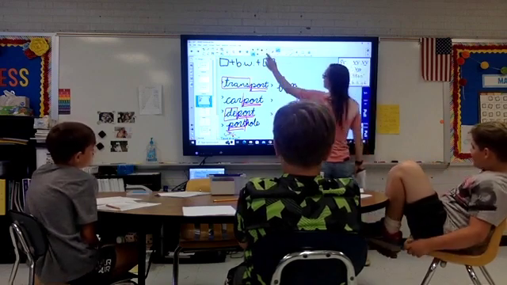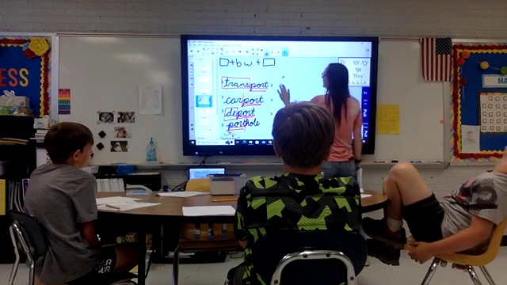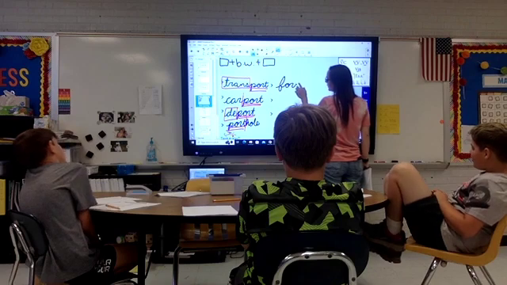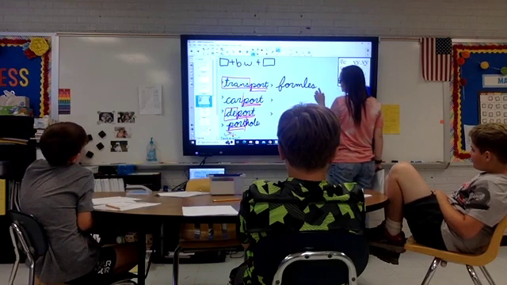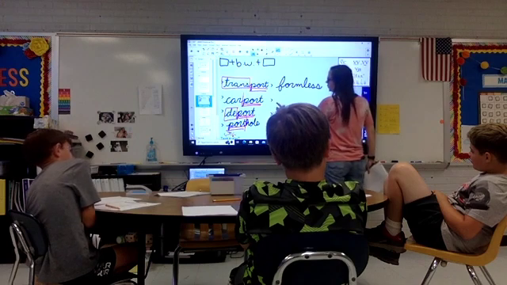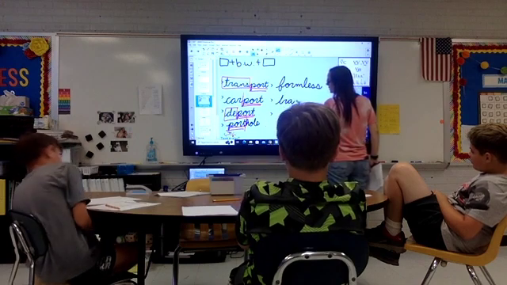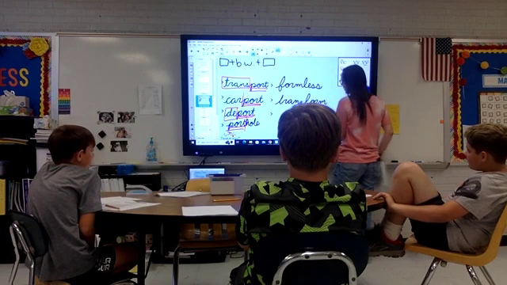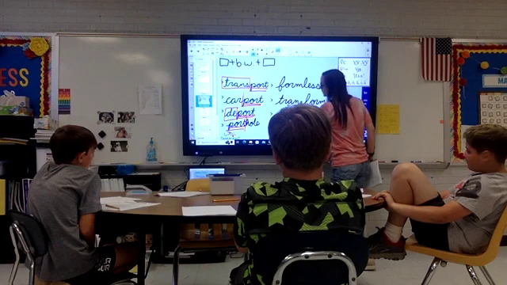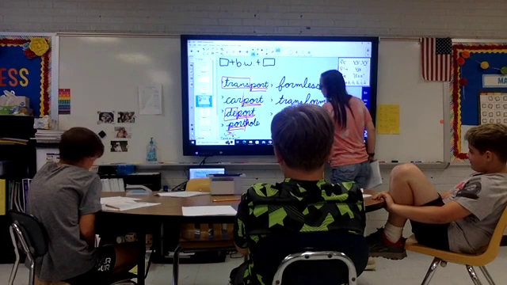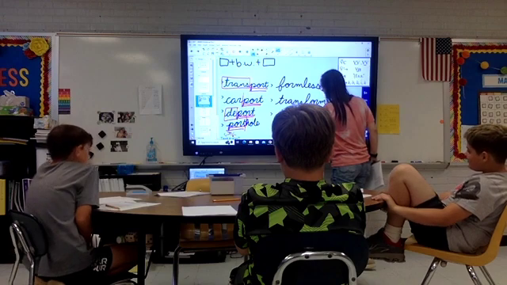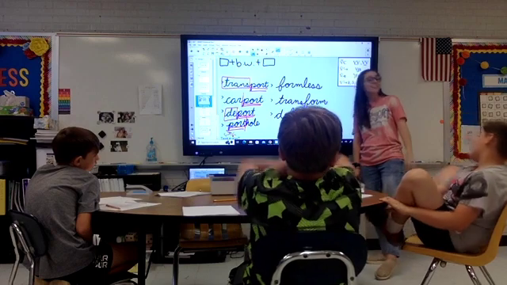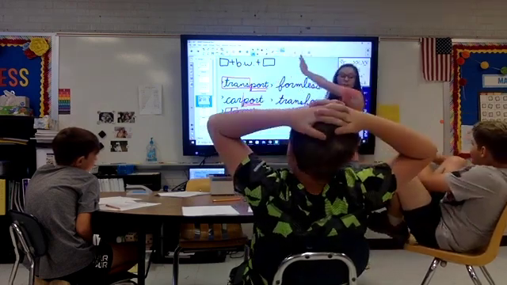Formless: F-O-R-M-L-E-S-S. Transform: T-R-A-N-S-F-O-R-M. And deforming: D-E-F-O-R-M-I-N-G. Now can you read it? It's F-O-R-M. Can I underline it in red at least?